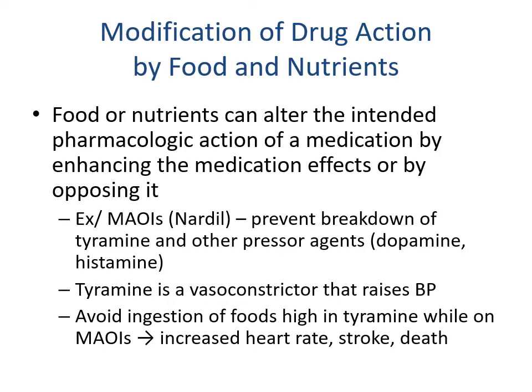Looking at the modification of drug action by food and nutrients. Food or nutrients can alter the intended pharmacologic action of a medication by enhancing the medication effects or by opposing it. For example, MAOIs such as Nardil prevent the breakdown of tyramine and other pressor agents including dopamine and histamine. Tyramine is a vasoconstrictor that raises blood pressure, so we want to avoid ingesting foods high in tyramine while on MAOIs, as these can cause dangerously increased rates in the heart, leading to stroke and death.